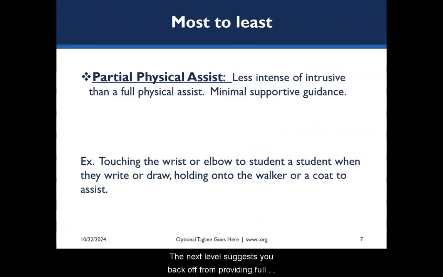The next level suggests you back off from providing full physical assistance. A partial physical assist may be to hold onto the student's wrist or elbow as they hold their pencil to write. By providing partial physical assistance, students can know what action they need to focus on, or it can help them stabilize to complete a task.